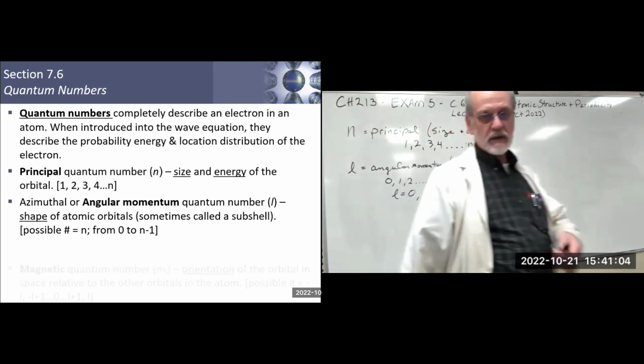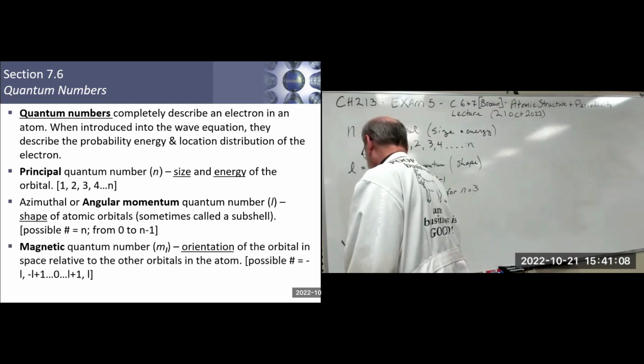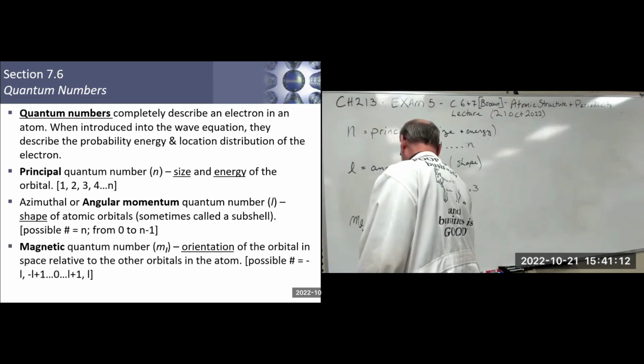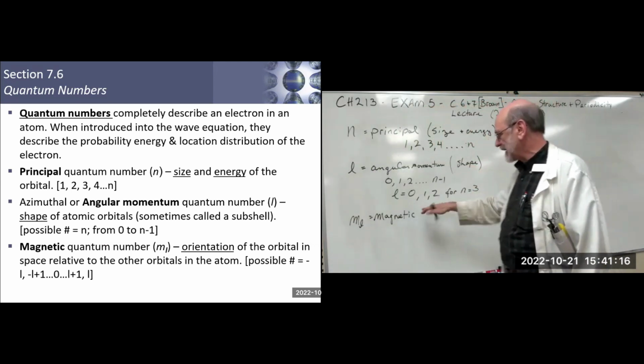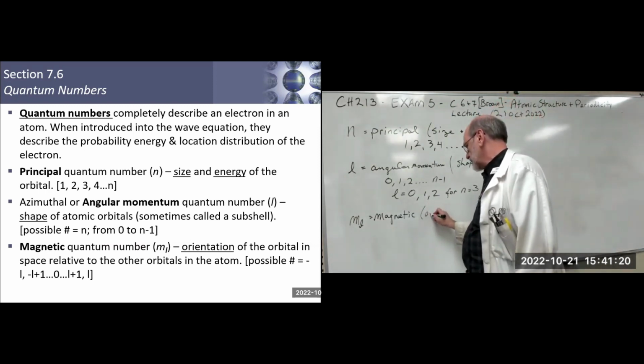The next one is m sub L. This is the magnetic quantum number. We've got size and energy, and shape. Magnetic is direction, the orientation in space.